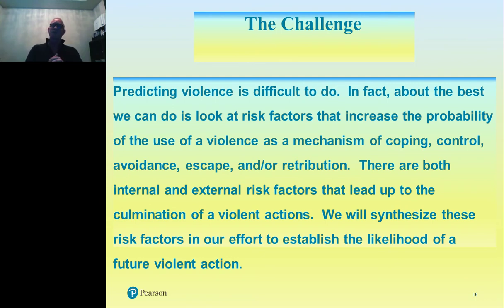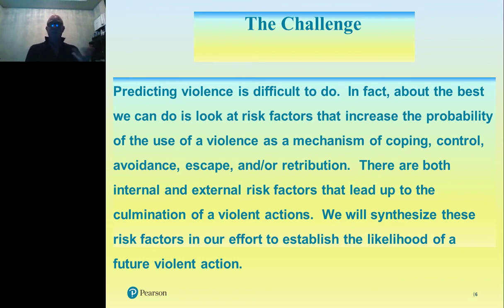in your decision-making process. So what is the challenge for us? Predicting violence, as you know, is difficult to do. And by and large, the best predictor of later violence is prior violence. So the best we can do is look at risk factors that increase the probability of the use of violence as a mechanism of coping with their life, their situation, their emotions or frustrations; as a mechanism for control, maybe of themselves, but more often of external entities or persons; as a mechanism for avoidance, accountability, responsibility, escape, and possibly even retribution, depending on the nature of their sense of being wronged, the personality makeup, and some other factors, which I'll hit on a little bit later.